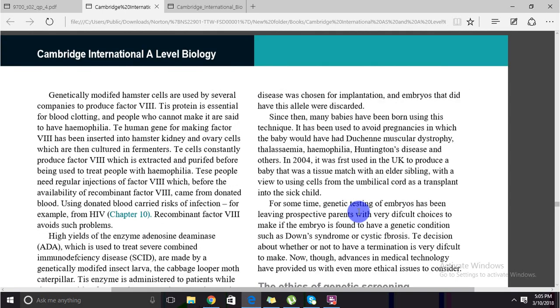And genetically modified hamster cells are used by several companies to produce factor 8, and this protein is essential for blood clotting, and people who cannot make it are said to have hemophilia. The human gene for making factor 8 has been inserted into the hamster kidney and ovary cells, which are then cultured in fermenters. And the cells are constantly producing factor 8, which is extracted and purified before being used to treat the people who have hemophilia.